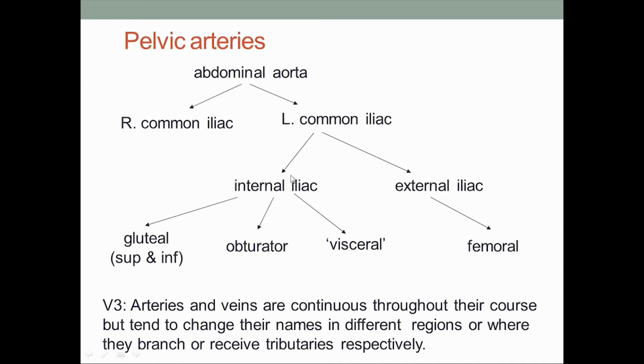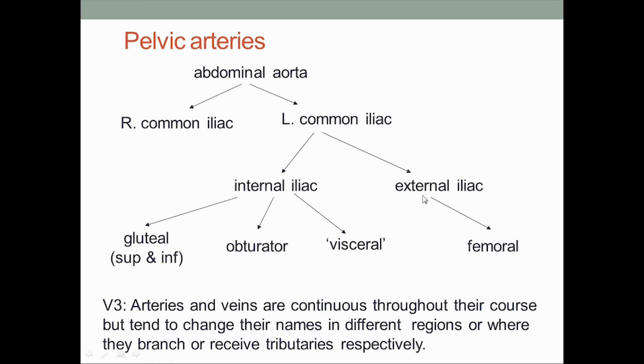The internal iliac, as we saw on the previous diagram, goes into the true pelvis, and the external iliac remained in the false pelvis. The internal iliac then branches further. It had those visceral branches that we weren't particularly interested in, but it also had the obturator and superior and inferior gluteal vessels that were making their way to the lower limb. Again, this is an example of changing name where they branch.